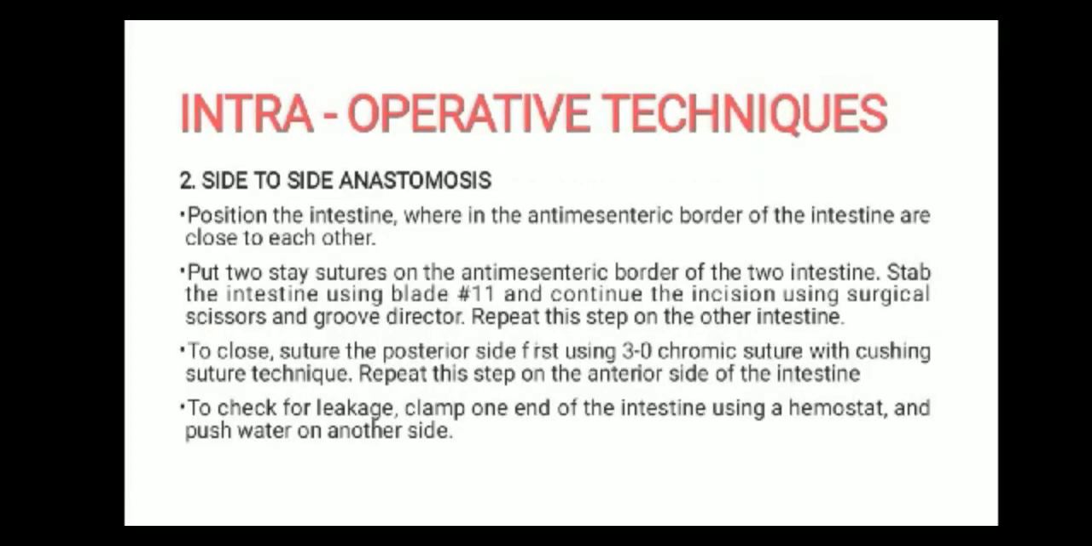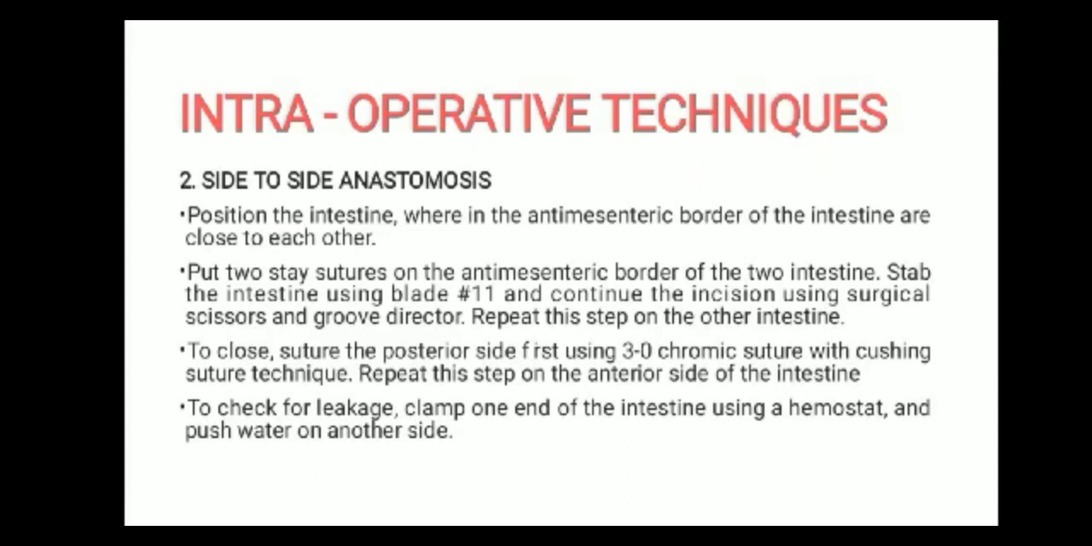Then side-to-side anastomosis. Position the intestine wherein the anti-mesenteric borders are close to each other. Put two stay sutures on the anti-mesenteric border of the intestine. Then stab the intestine using blade number 11 and continue the incision using surgical scissors and grooved director. Repeat this step on the other intestine. Make sure that the two incisions are of the same length so it is easier to close and there is no leakage.